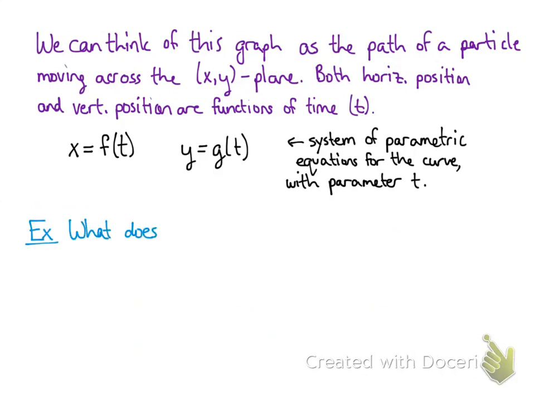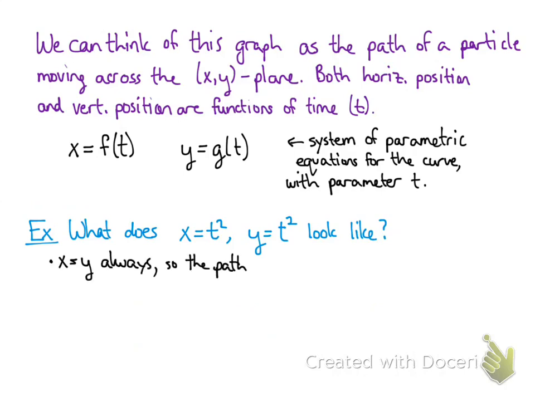Okay, so for example, what would happen if I had the parametric equations x equals t squared and y equals t squared? What path in the plane do I get if x is time squared and y is time squared? Well, first of all, notice that in this particular example, x and y are always equal to each other. So the path is on the line x equals y, the diagonal line there with slope 1.